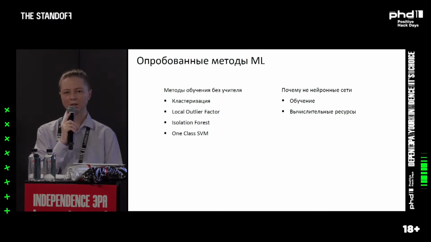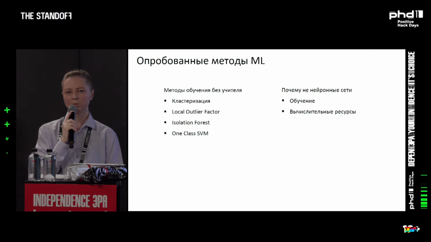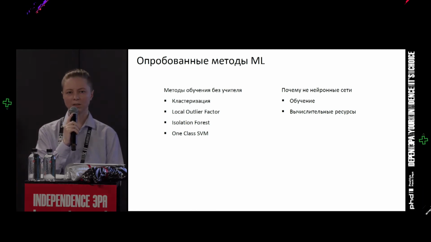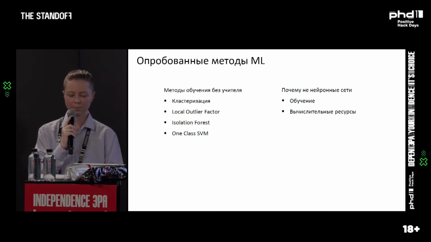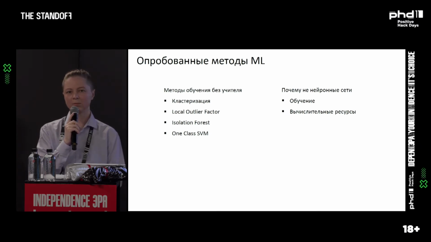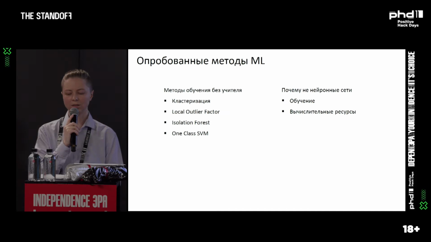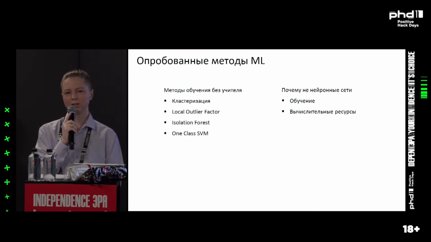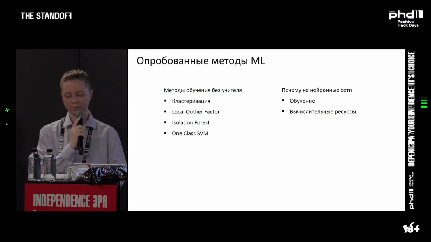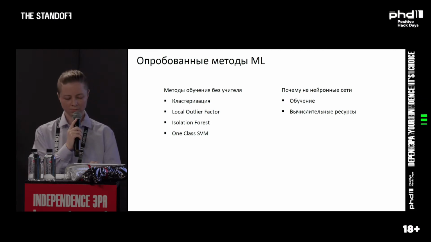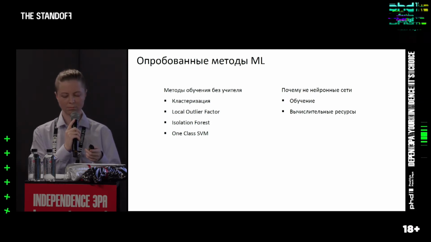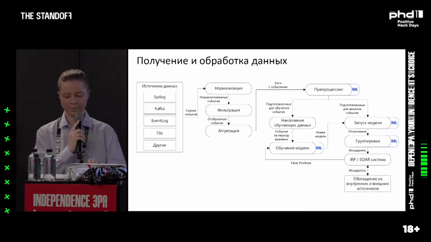I wouldn't want to stop at local outlier factor. This method did not suit us because it requires quite a lot of computing resources and it was not fast enough for our task. And in this work, we decided not to use neural networks, also because of the limitations of the computing resources, and it would take much more time to make the neural networks learn, to teach them.